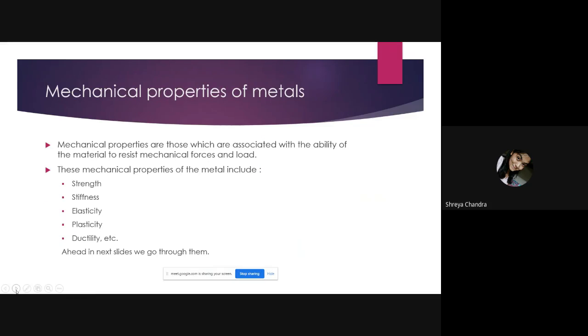Now coming to some mechanical properties of metals. Mechanical properties are associated with the behavior of a material under the action of mechanical forces. There are several mechanical properties such as strength, stiffness, elasticity, and plasticity. We will discuss them in the next slides.